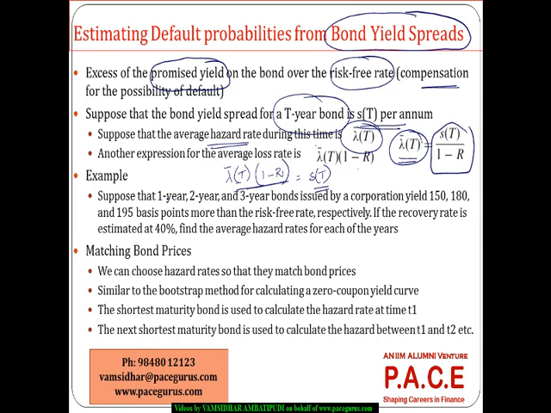And how do I match these bond prices? We can choose the hazard rates so that they match the bond prices accordingly. So it goes similar to the bootstrap method for calculating the zero coupon curve. Like the shortest maturity bond, T1, like the 1 year bond, I'll calculate the hazard rate at time T1. Then I take the next shortest to calculate the hazard rate between T1 and T2. So I go with that kind of mechanism and compute the hazard rates for each of the periods.